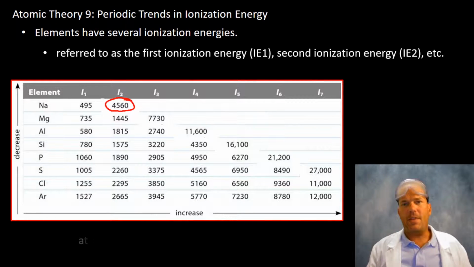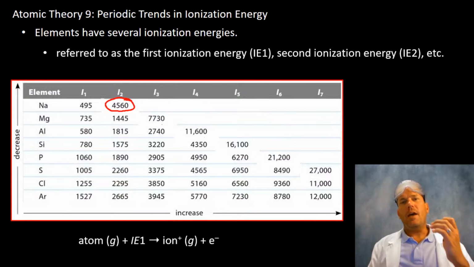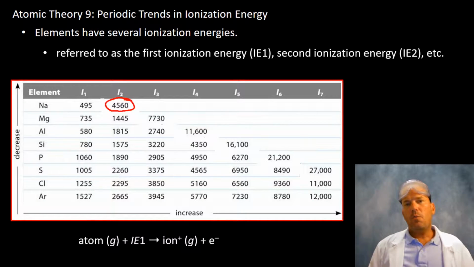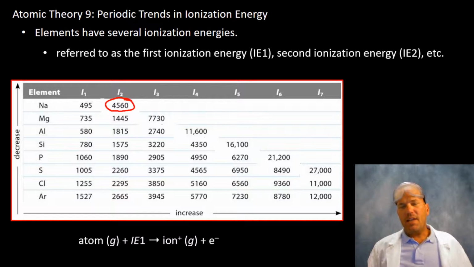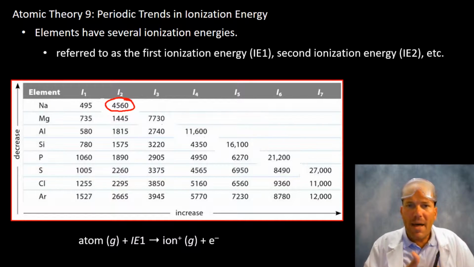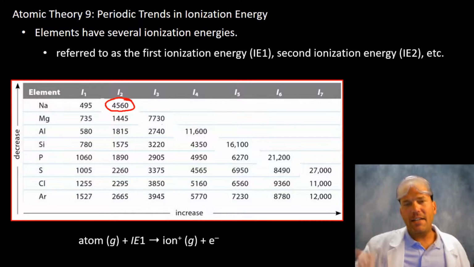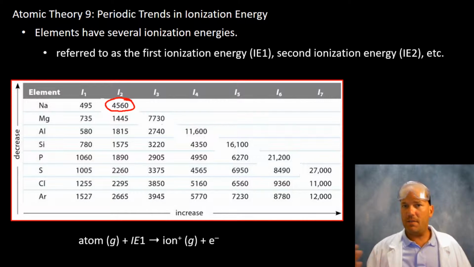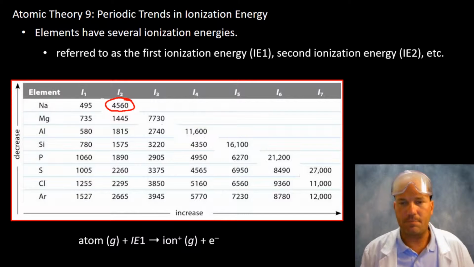And the reason for that deals with Coulomb's law. Now, we can also express this as an equation where one atom in its gaseous state plus that threshold, that minimum amount of energy, in this case ionization energy 1, yields the cation in its gaseous form. Because it's losing an electron, it'll become a positively charged ion along with giving off that electron.